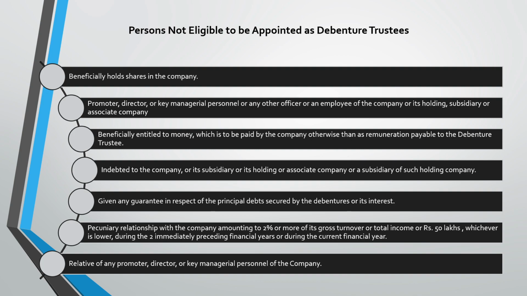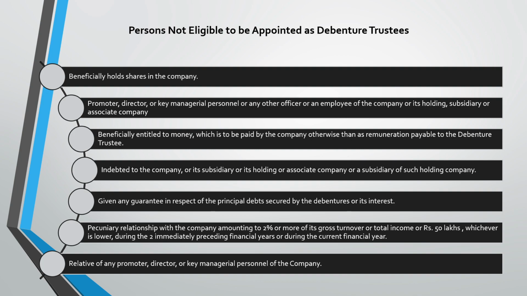Persons not eligible to be appointed as debenture trustees. These debenture trustees can't be employees of the company or have any interest in the company. Like auditors, we have some disqualifications: auditors who hold shares or have some interest or financial relationship with the company cannot be appointed as auditors. Similarly, debenture trustees also need to be an independent party to the company. They should act in favor of the debenture holders and not have any undue interest or undue influence over the company.